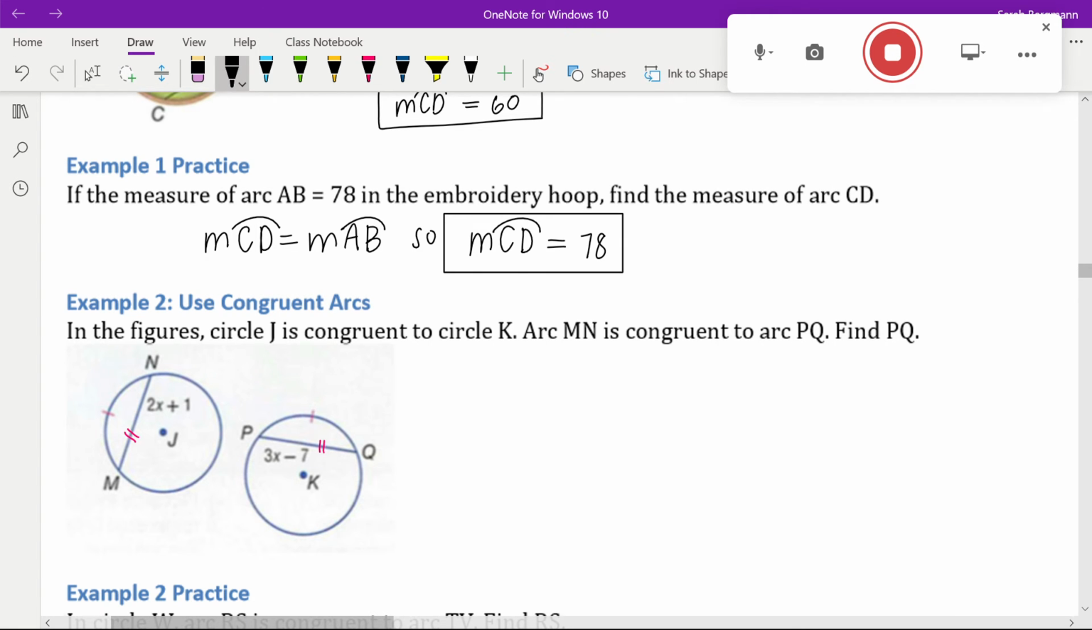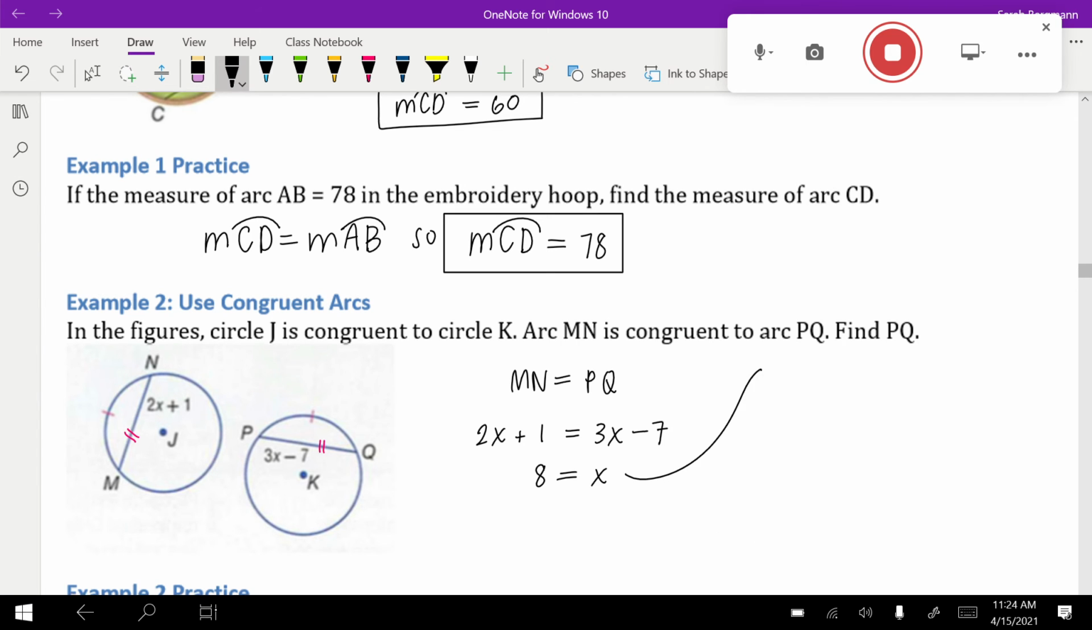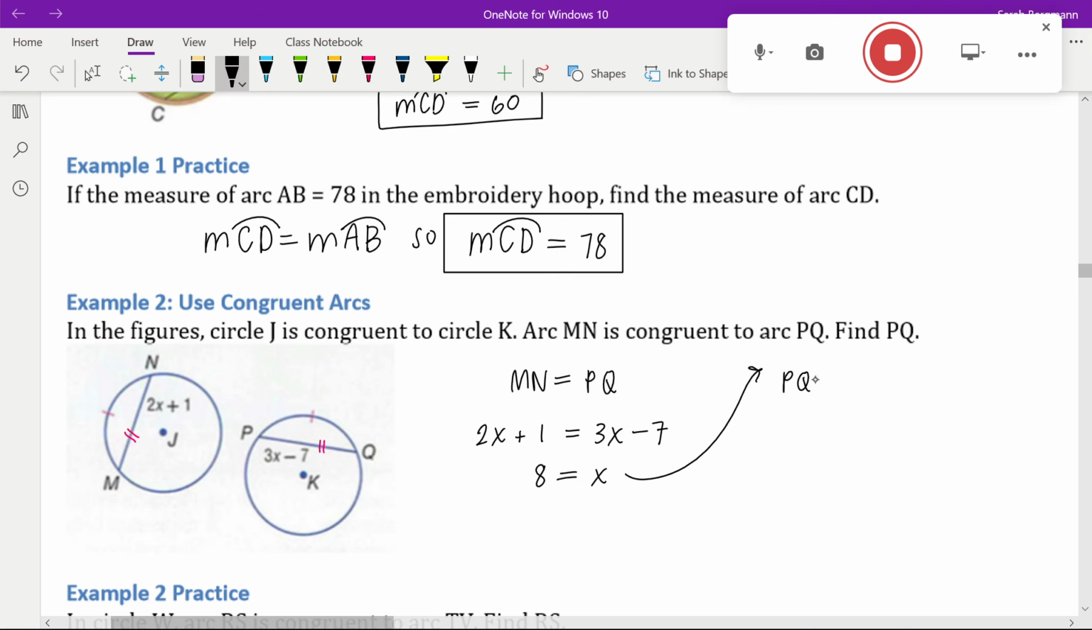Those two segments are congruent. Whenever two segments are congruent, it means that their measures are the same. They're equal. So I know MN equals PQ. So I can solve this equation 2x plus 1 equals 3x minus 7. So first thing I would do is add 7 on both sides and subtract 2x on both sides to get x equals 8.